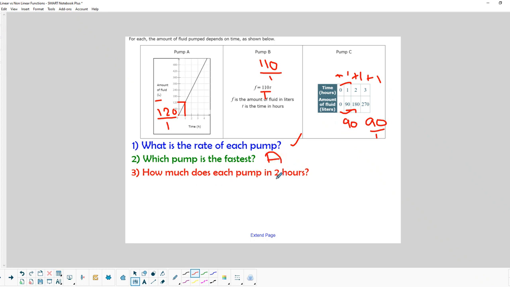How much does each pump pump in 2 hours? So the first one, pump A, would pump 240. Pump B in 2 hours would pump 220. And pump C in 2 hours would pump 180. And these are all liters. So that's a kind of a fun little question. And when we do our ALEKS assignment, we'll see some questions similar to that.